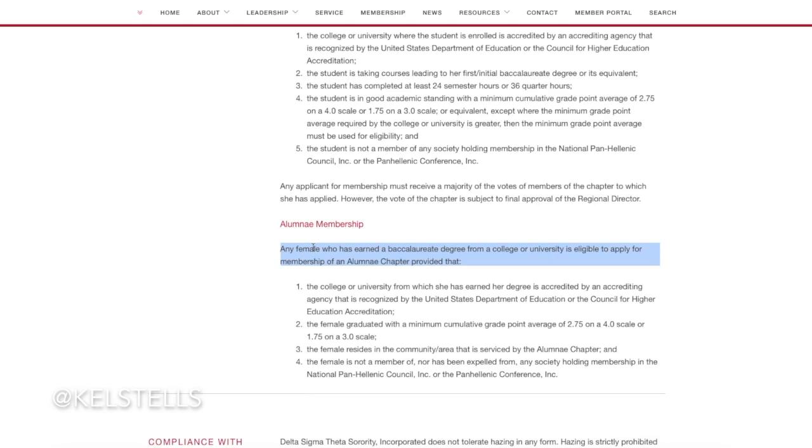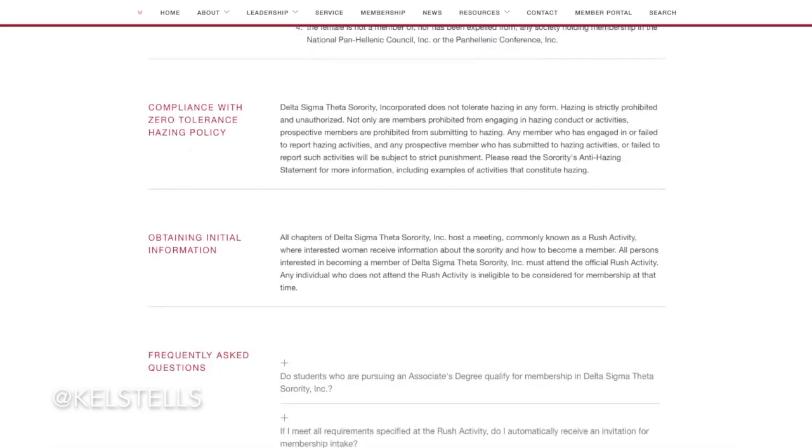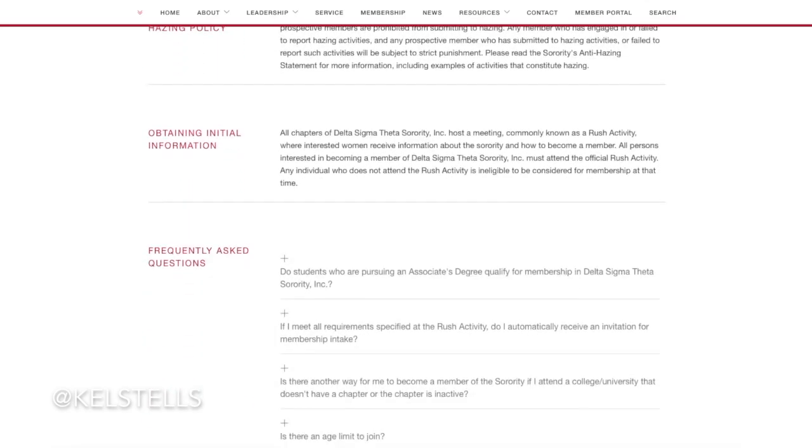And if you keep scrolling, you'll see more information about compliances, the hazing policy, and how to gain initial information. And then the frequently asked questions is where you're going to probably get the most information that people would typically ask about joining Delta Sigma Theta, that I think would be a helpful resource to you too.